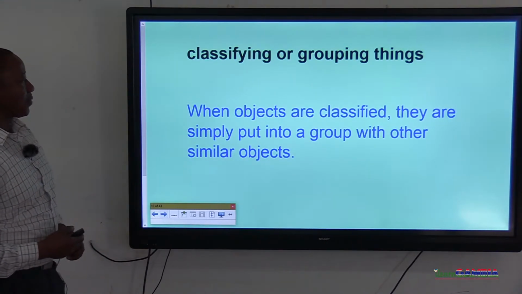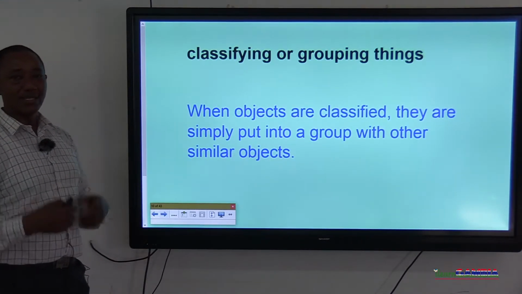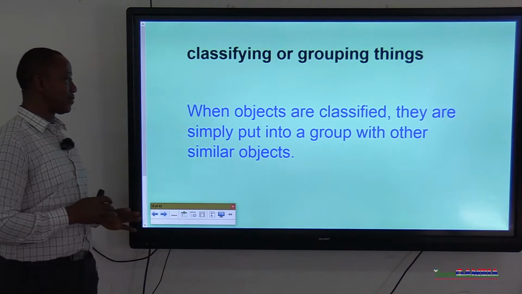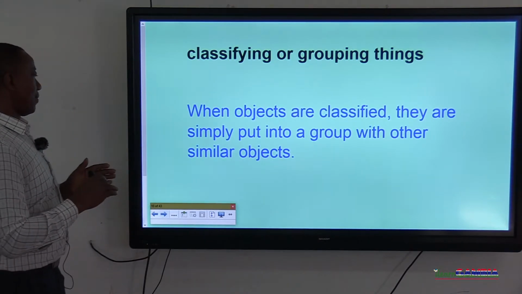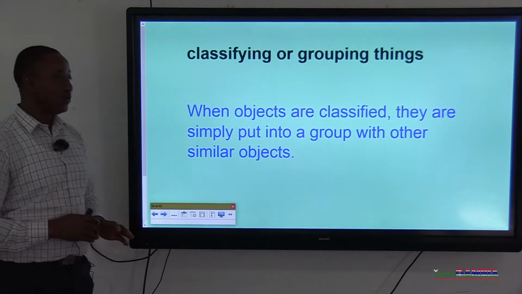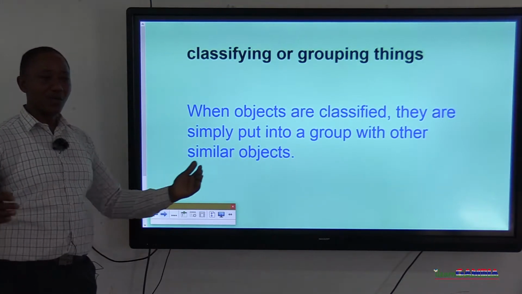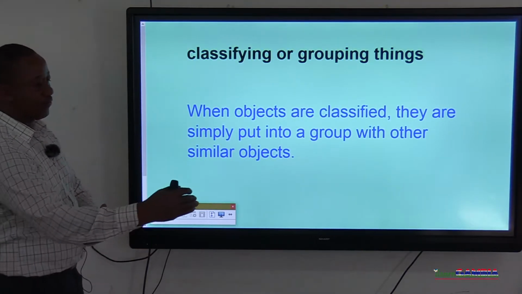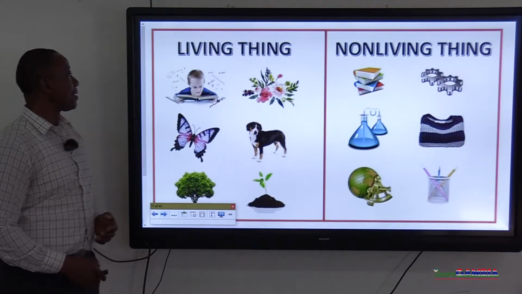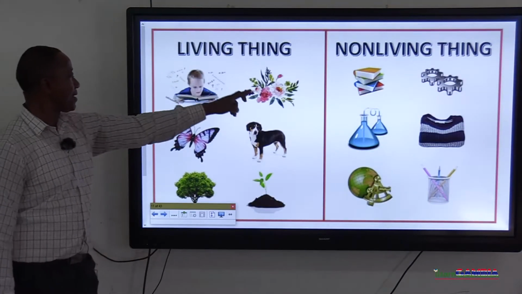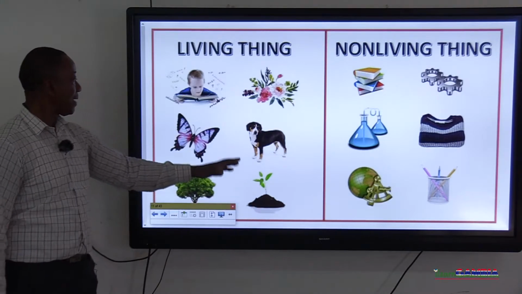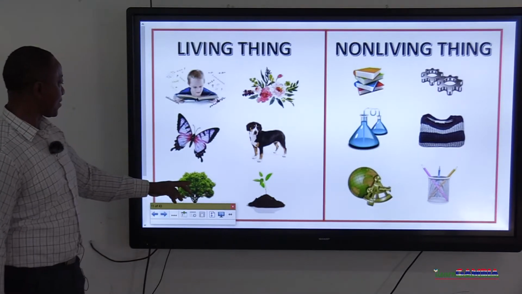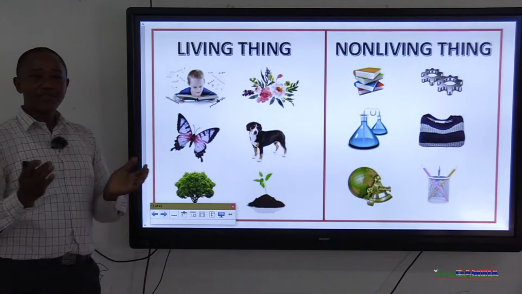So classifying or grouping things is another skill that is needed in science. When objects are classified, they are simply put into a group with other objects that are similar to them. So when we talk about classifying, it simply means we're looking at things that are similar, we place them in one group. Things that are not similar, we have to remove from that group. So for example, these things have some things in common. A boy, a flower, a dog, a young plant, a tree, a butterfly, they all have some things in common.